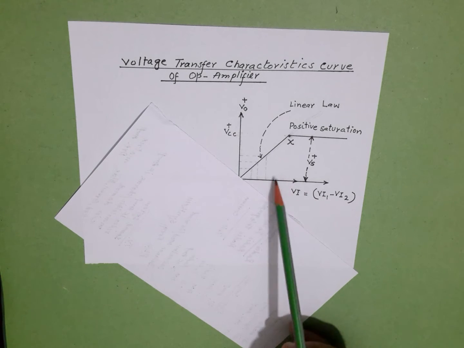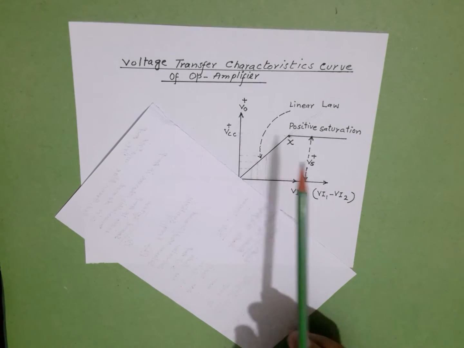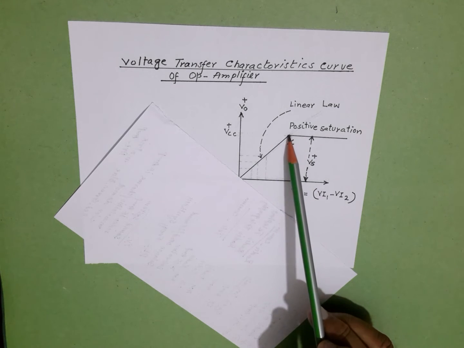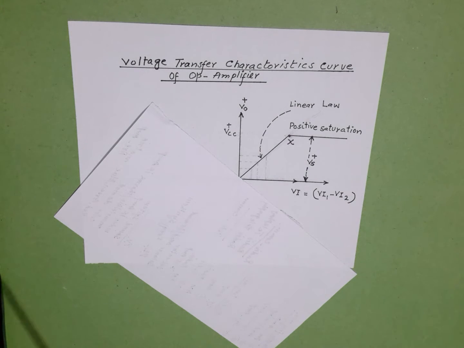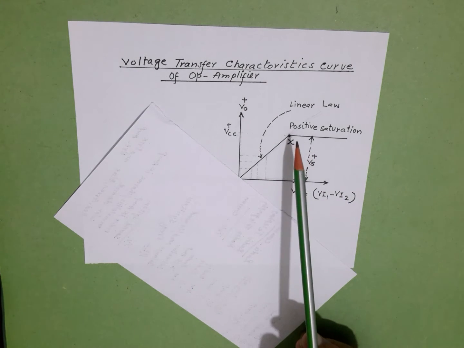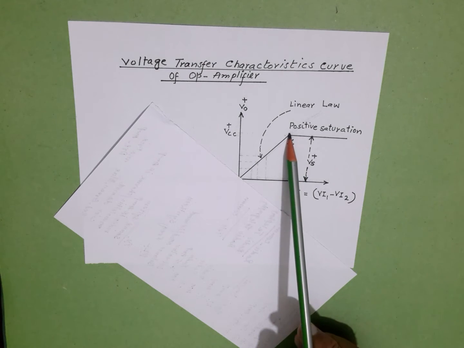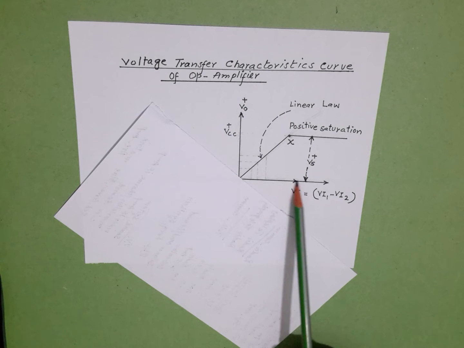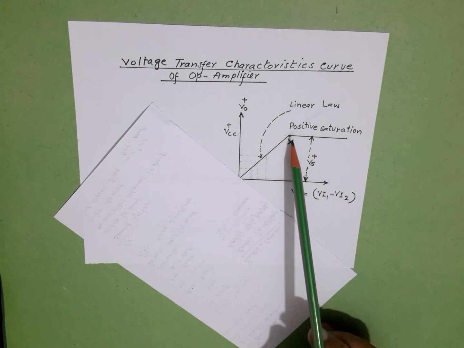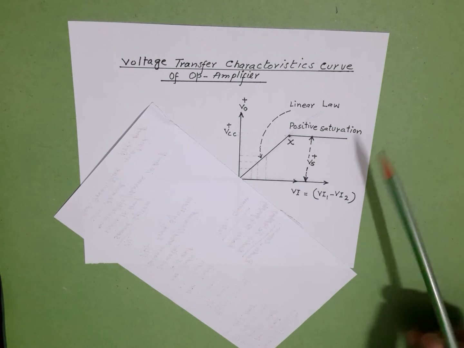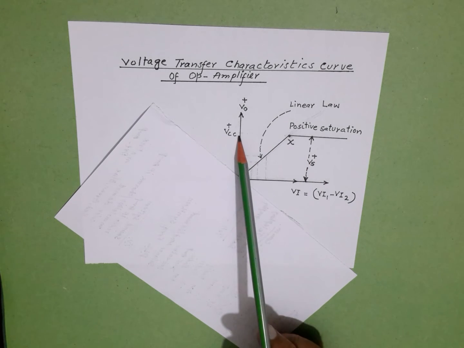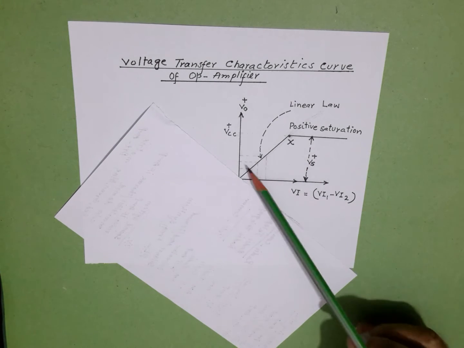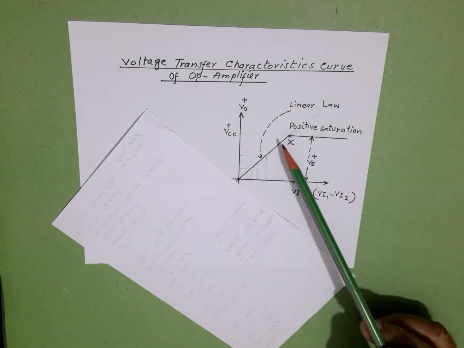And if you increase the input voltage V1 further, the output is going to increase, but only up to point X. When it reaches point X, it ceases to rise further; it becomes constant. The output voltage stops rising when you increase the input voltage, or we say that saturation has occurred. This is called positive saturation, and this voltage represents the positive saturation voltage, which is slightly less than the VCC of the operational amplifier. And of course, this is a linear portion from this point to this point.